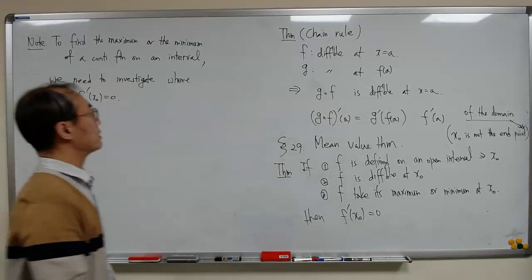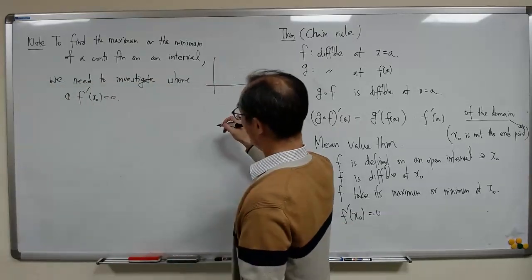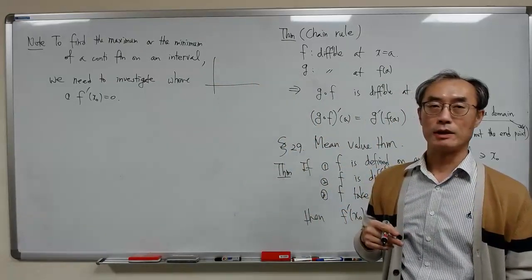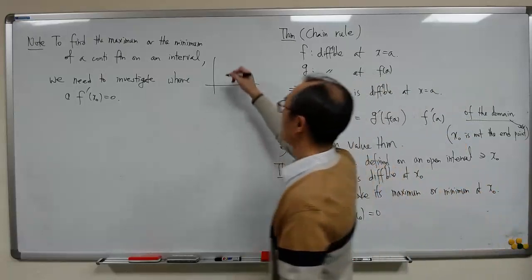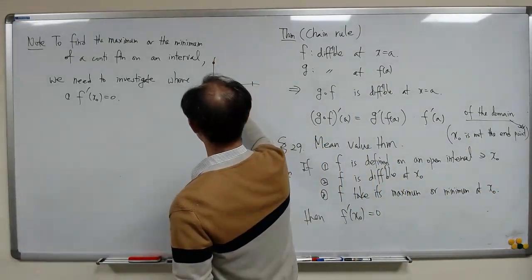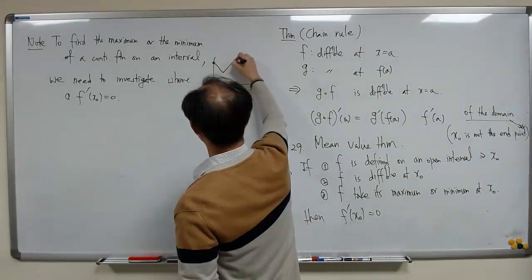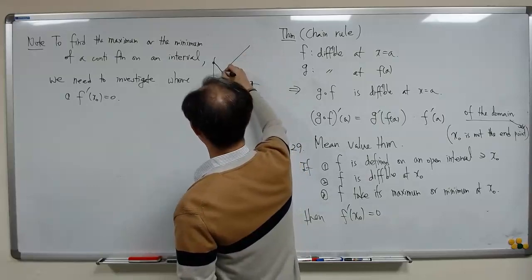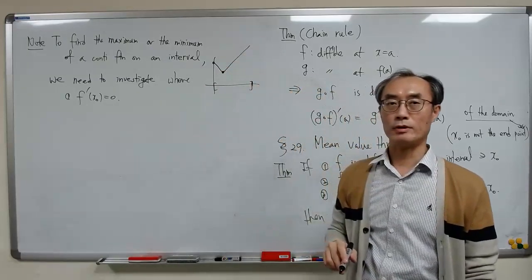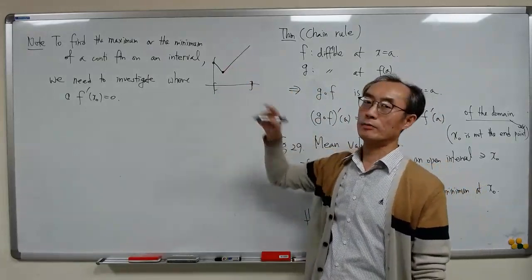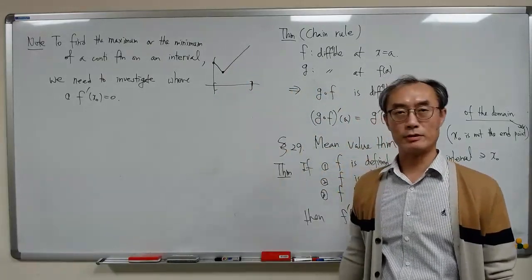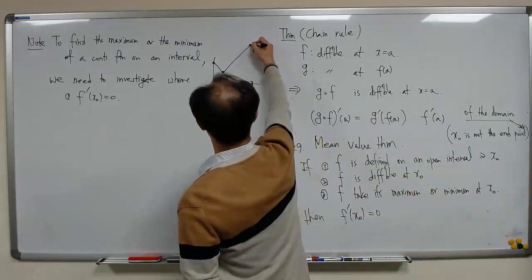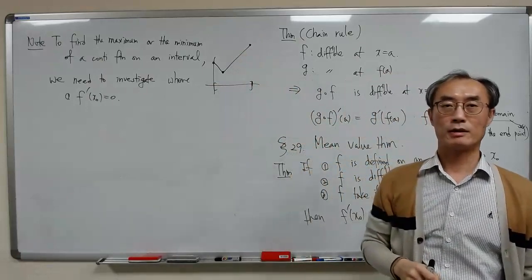But some functions defined on a closed interval may not have a vanishing derivative at the minimum or maximum point. If the function defined on this interval goes like this, the minimum appears at that point. The derivative at that point, this is a non-differentiable point. And what about the maximum? The maximum is actually realized at the end point of the domain.